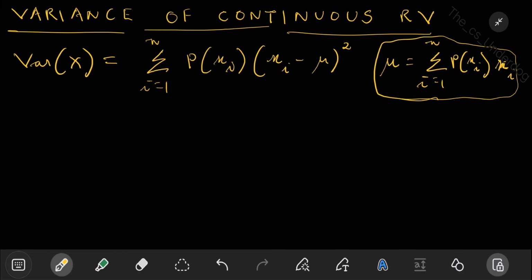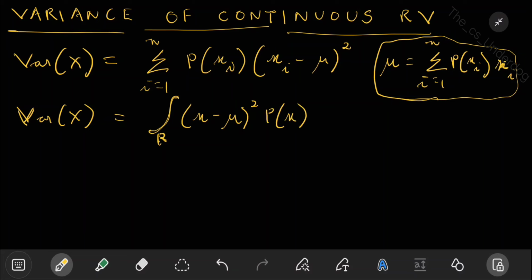Coming to continuous random variables, we don't have exact values like this in xi, so we can't use the same way. We can't sum over all the values of xi because a continuous random variable does not take discrete values. So what do we do here? We integrate. How do you integrate? Variance of X is equal to the integral over the range R, I'll write R to denote the range over which you are integrating, so it will differ depending on your particular problem, of (x minus mu) the whole square into p of x dx. This is how you integrate.